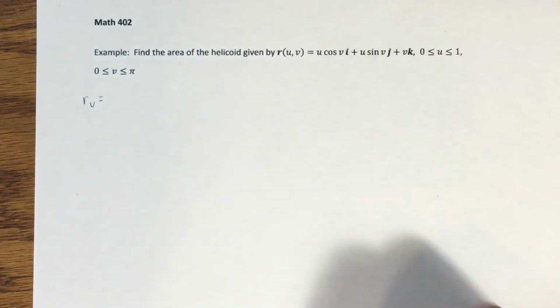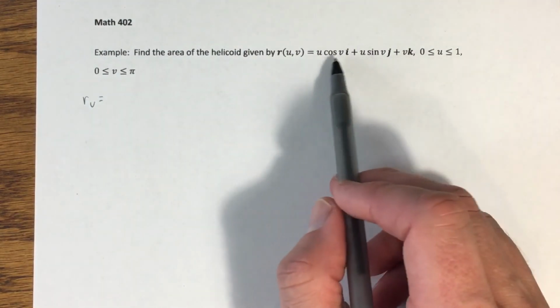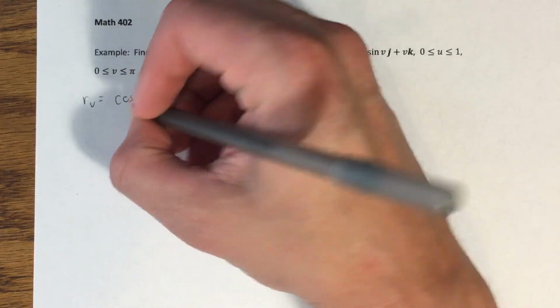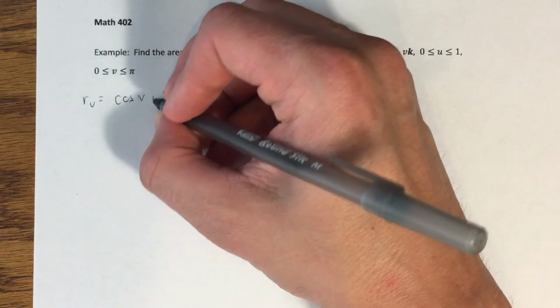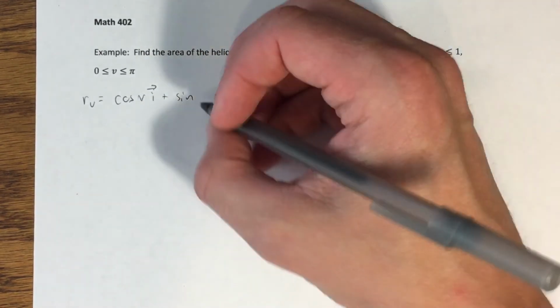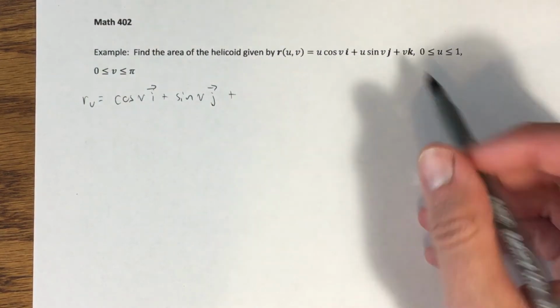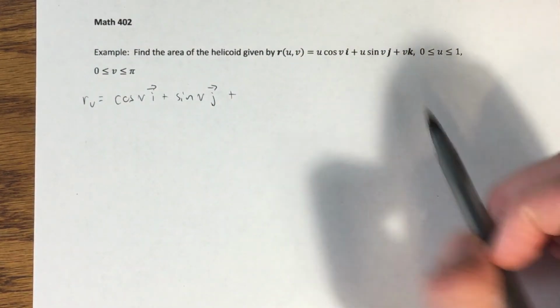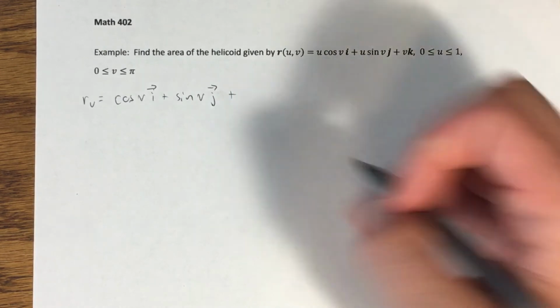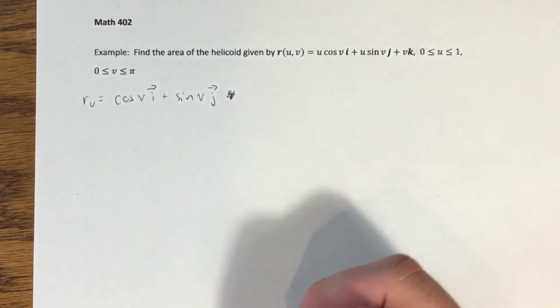r_u is the partial derivative of this with respect to u. That's going to give me cosine of v i plus sine of v j plus, if we're differentiating with respect to u, then v would be held constant, so the k component is actually 0. So I actually don't even need to write anything. I'll just leave it like that.